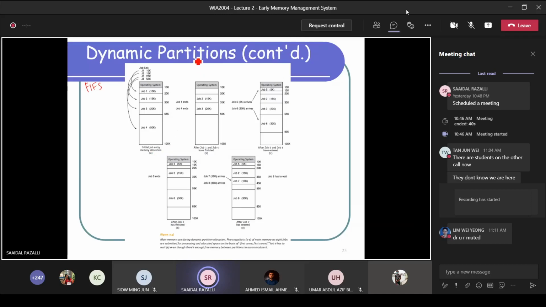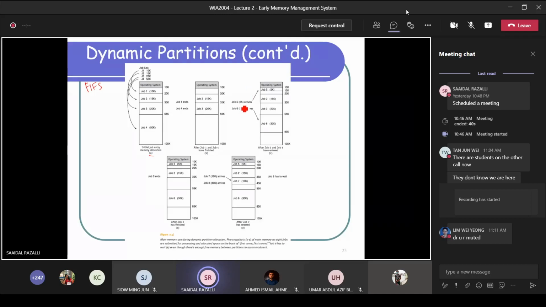And then for the second one, this is A. They are all processing, entered and stored, and then job 1 ends and the memory de-allocates the partition block. And job 4 also ends, and the memory de-allocates this partition.